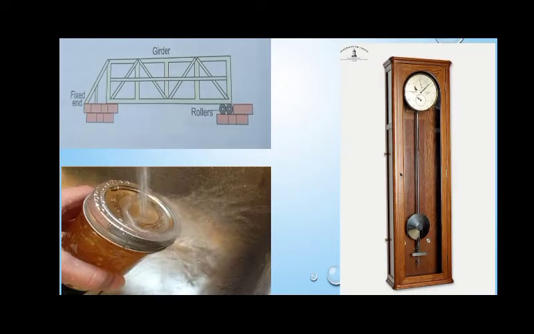You can see here, the rollers are set on the one end of that free side of the girder, so it can roll. You can see in the second diagram, hot water is poured on the lid, the lid expands and it is easy to open. Then this is the pendulum clock. You can see the pendulum of this is not made of any metal, but only of invar.